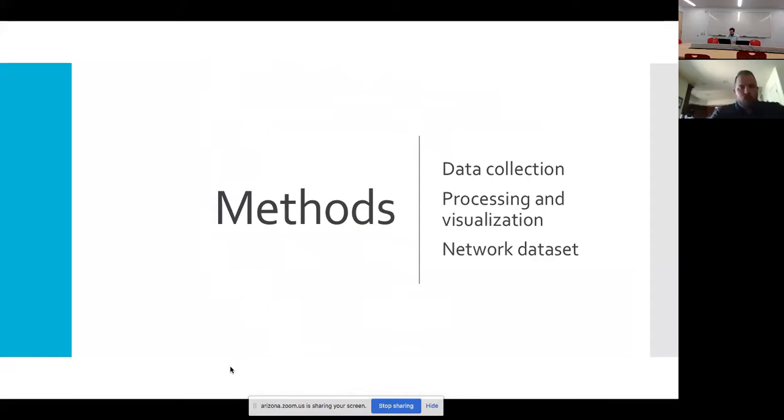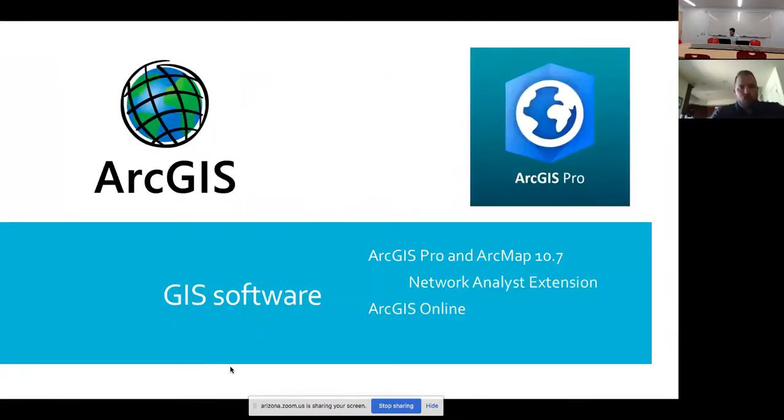Moving on to the methods section. I used a variety of different ESRI packages, so ArcGIS Desktop and ArcGIS Online. I started off using ArcMap version 10.7, and I switched over to Pro. So yes, I learned how to use ArcGIS Pro for this project, and I actually like it much better. So I used the desktop versions for the network analysis extension, which is pretty limited in ArcGIS Online.